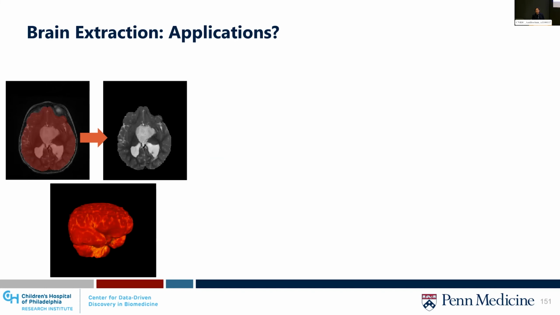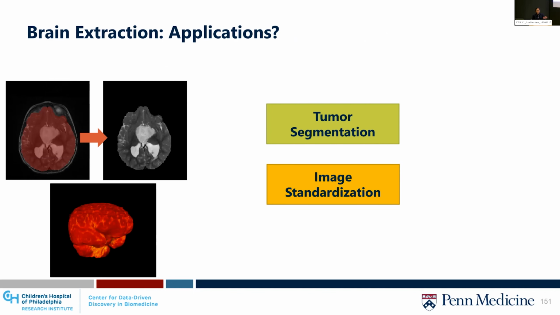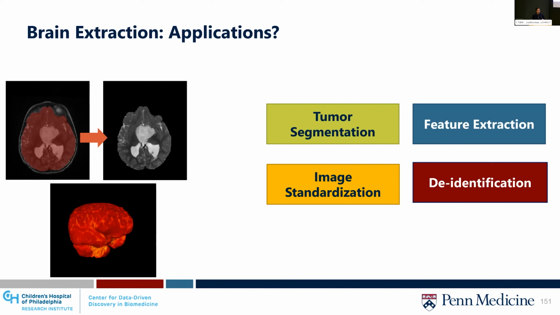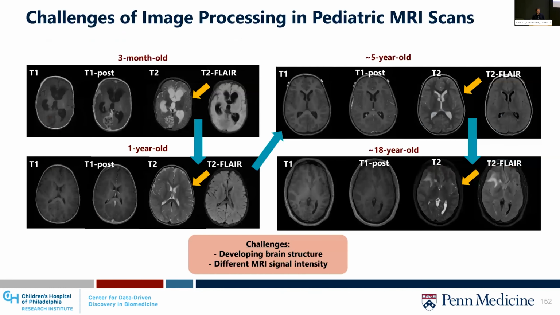And brain extraction or skull stripping is important because it can help in tumor segmentation. It can also help to standardize different images across different centers with each other. It also helps in the de-identification of the patients because it removes the bony area and the skin from the soft tissue, and therefore the face of the patient cannot be reconstructed. It also helps in standardized feature extraction as well.